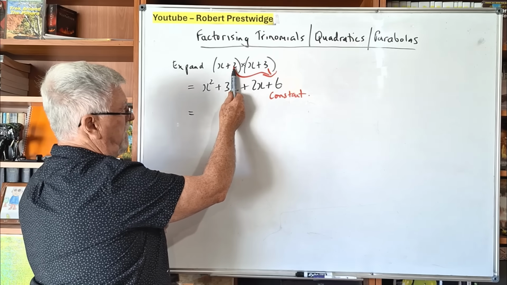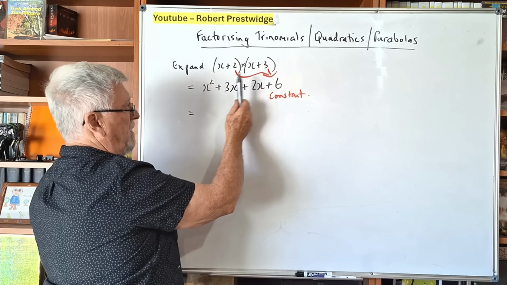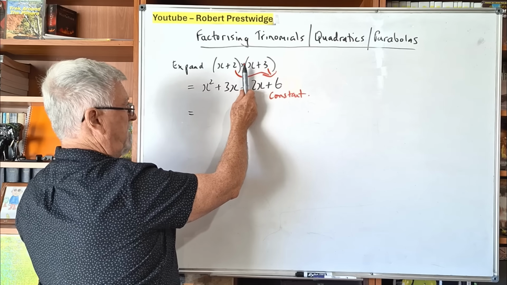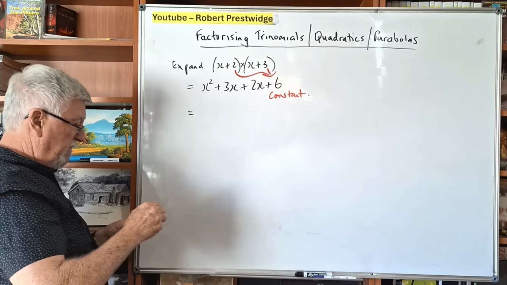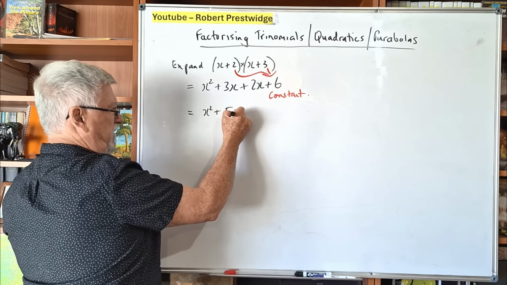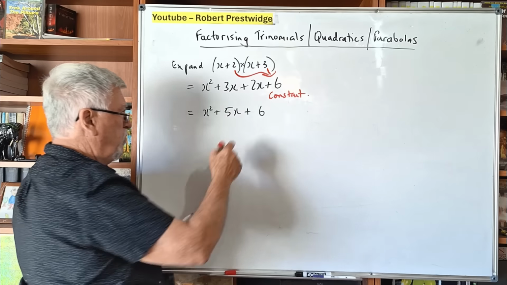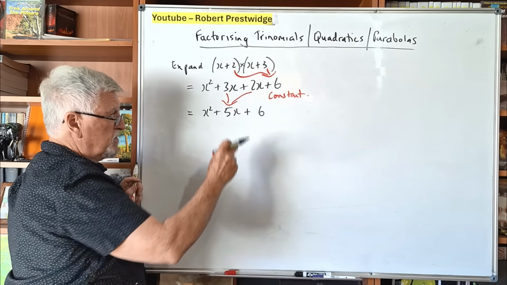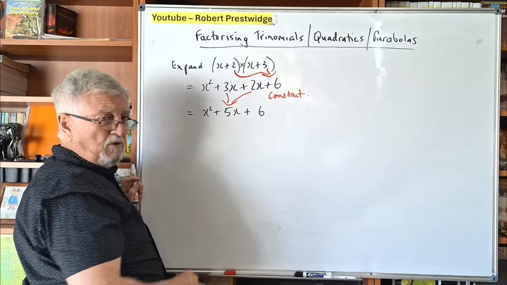So where does the constant come from? It comes from that number multiplied by that number. Where did the x squared come from? It comes from that x multiplied by that x. Now here's the tricky one. If I collect those like terms there, I've got an x squared plus a 5x plus a 6. And we go, where did the 5 come from? It came from the 2 and the 3. Of course, it's 3x and 2x becomes the 5x. So the 6 comes from what we multiply the two numbers by, and the 5 came from the addition of those two numbers.